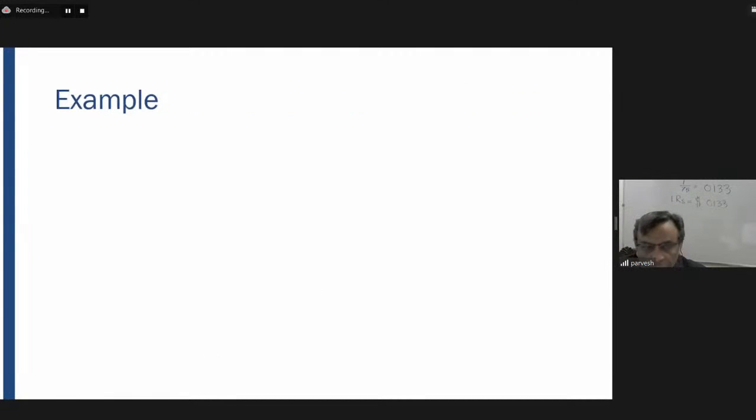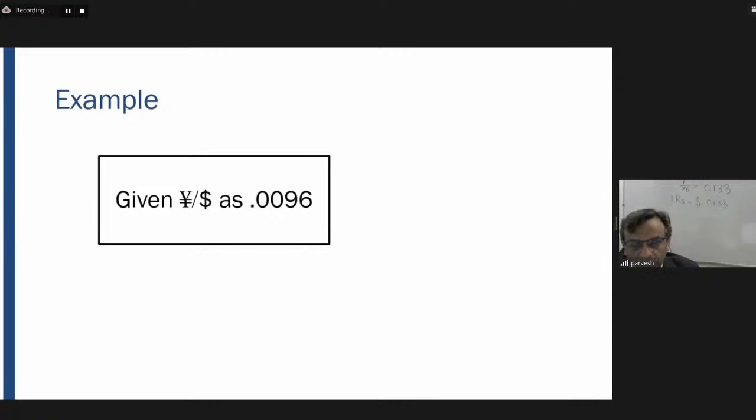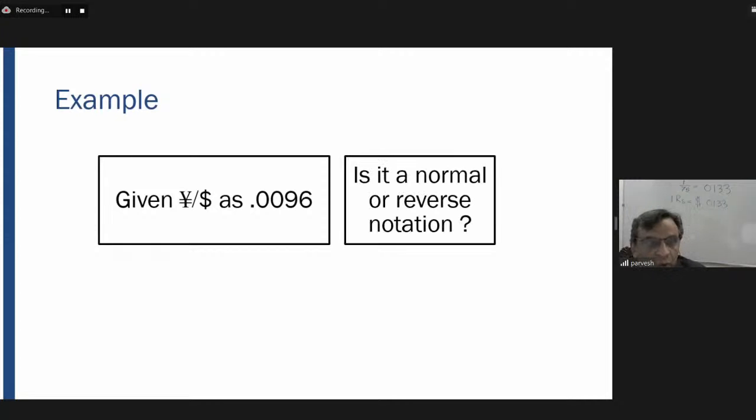Okay, fine. So let's do some examples. Now, given Japanese yen oblique dollar as 0.0096. I'll do the first example myself, and the second example I will leave you to solve. So is it a normal or a reverse quotation? As per this, the normal quotation would be $1 is equal to 0.0096 yen.